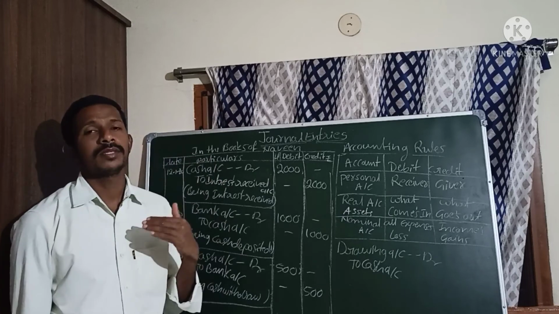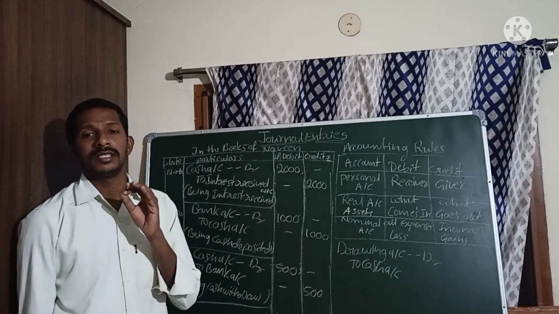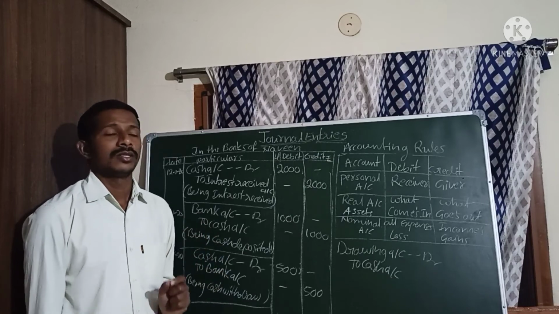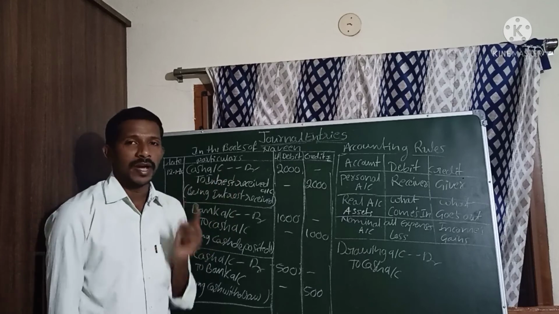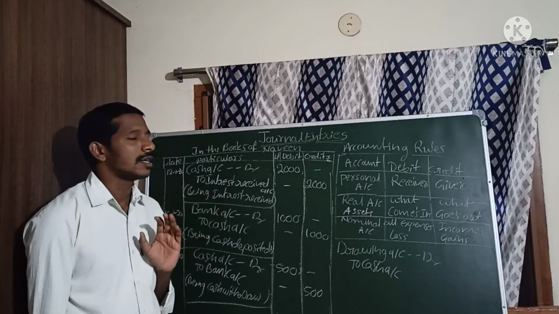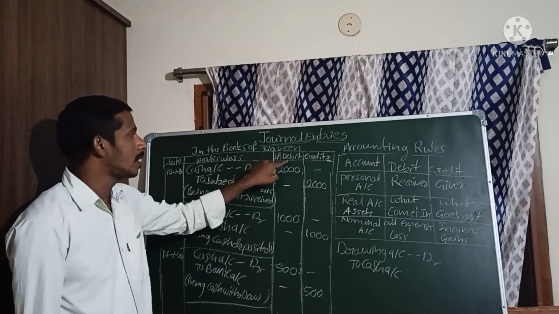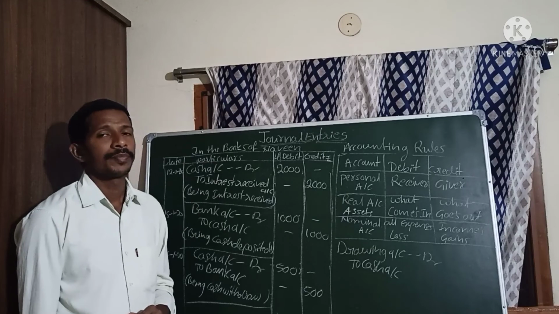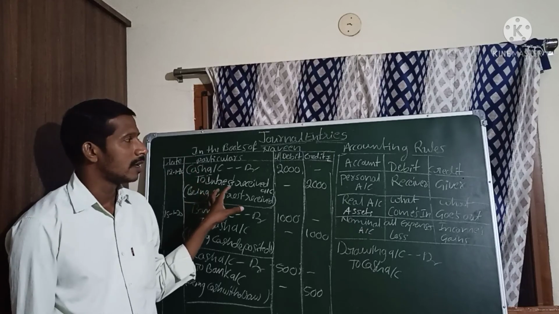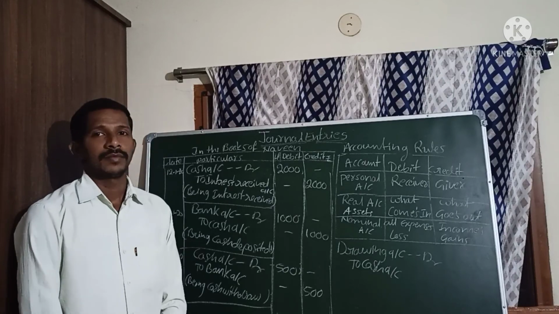Expenses, debit. Incomes, credit side you have to write. If cash goes out, cash is credit. Cash comes in, cash is debit. Receiver of the person debit, giver of the person is credit. So keep the important points in mind and record the transactions in the journal entries using this format: date, particulars, LF (ledger folio), debit, credit. Based on this format you have to do the journal recording based on the debit and credit rules.